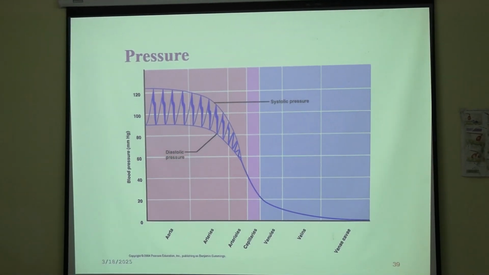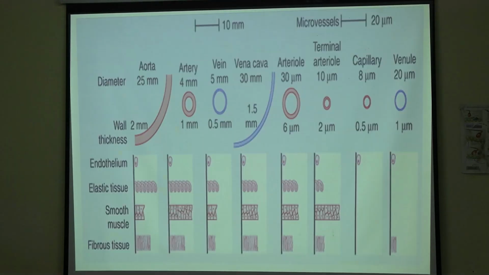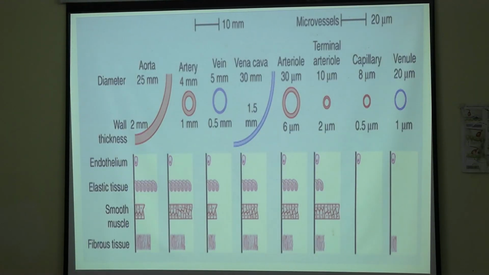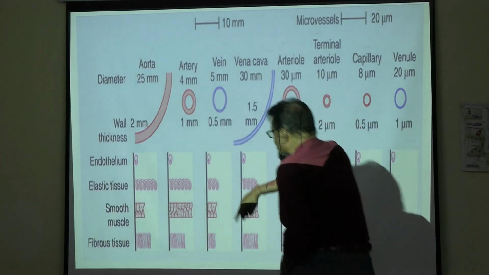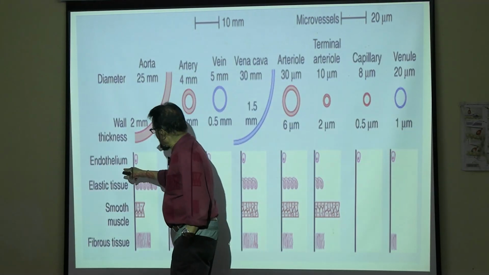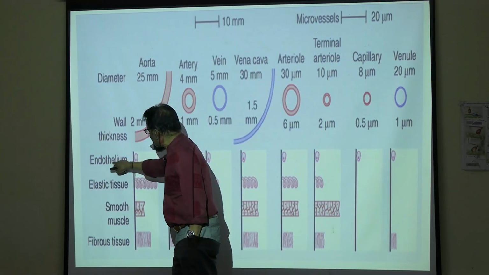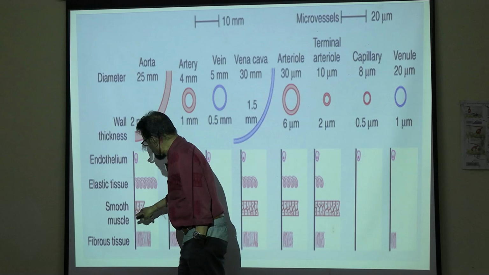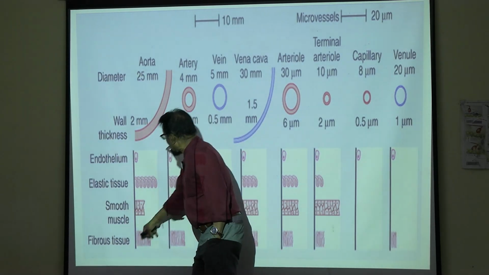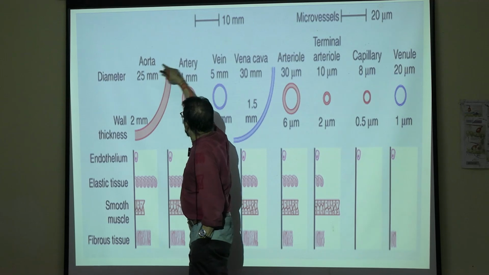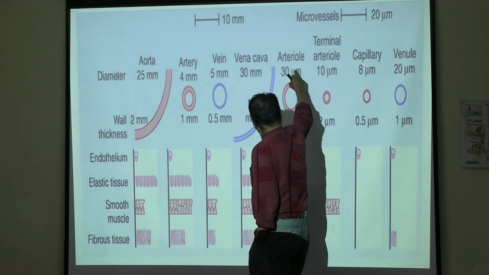Again, same thing, pressure changes. Already discussed, see, the components of the vessel wall. One component is endothelium, elastic tissue, smooth muscle, and fibrous tissue. And these components, see, in aorta, in artery, in veins, in vena cava, in arteriole.